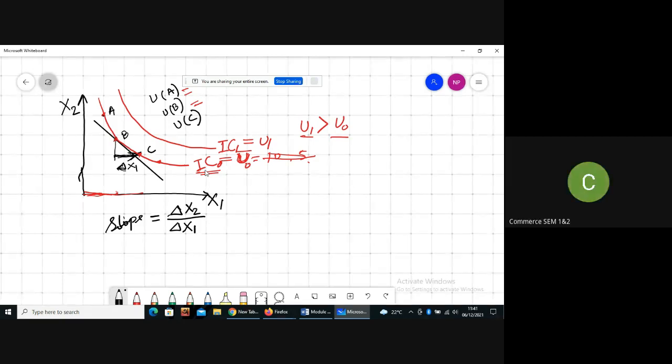When you are moving from point B to point C, you are getting a lesser amount of x2. So this delta x2 amount of commodity 2, you have to sacrifice. So compared to point B, point C contains delta x1 amount more of x1 and delta x2 amount less of commodity 2. So this term is positive and this term is negative. So the sign of this slope must be negative. Clear? Yes, sir.